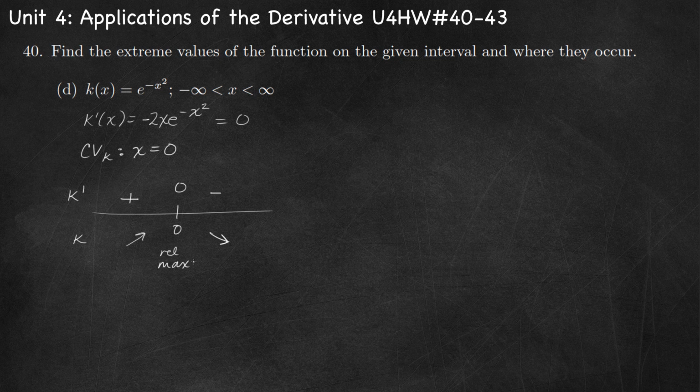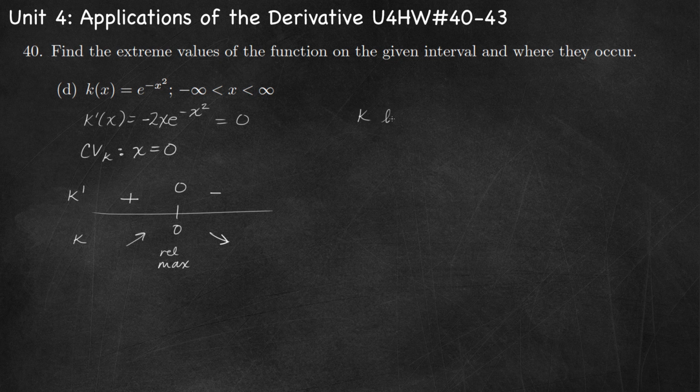From this line chart, I can conclude that this relative max is also the absolute max, because there are no other turning points. So I know x equals 0 is the absolute maximum value. And I also conclude that there is no absolute minimum value. Since we're working on the interval from negative infinity to infinity, and after x equals 0, the function is strictly decreasing, that means we have no absolute minimum value.